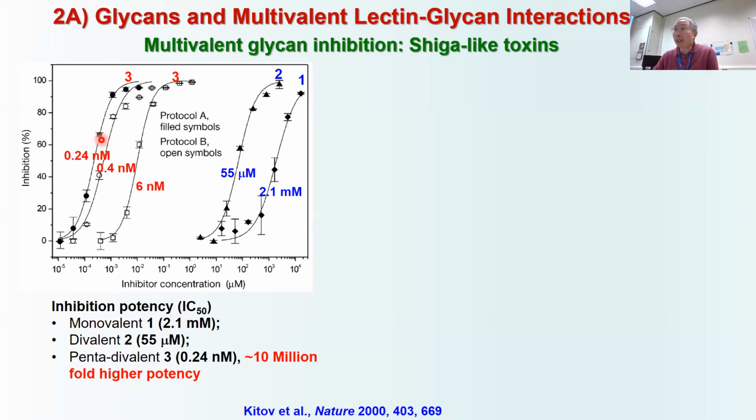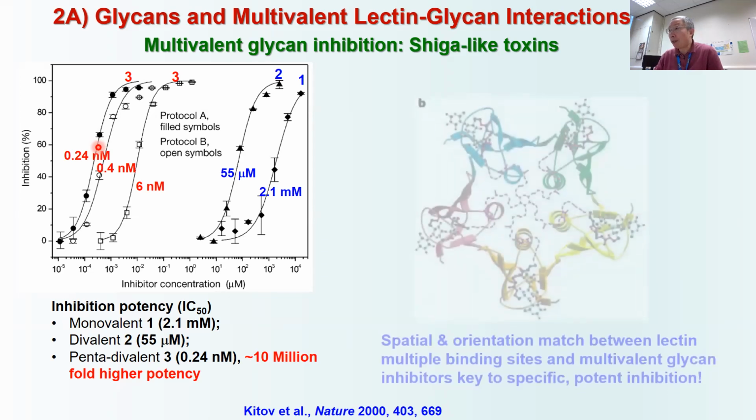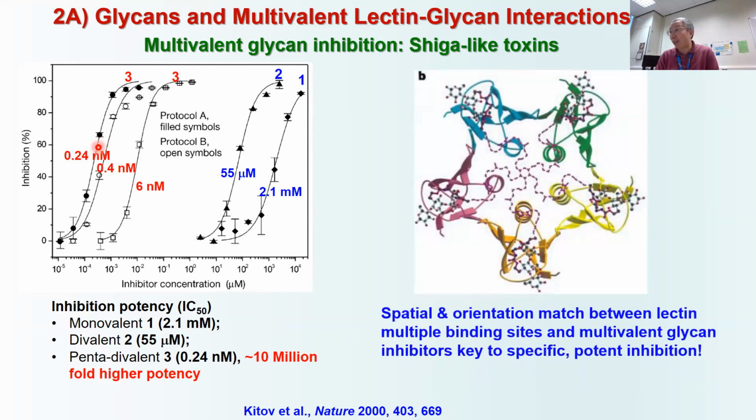And if you have those basically pentameric ones, then the IC50 can be reduced to basically less than 1 nanomolar. So in this case, the potency had been improved by over 10 million-fold. And why are these pentamerics so effective?